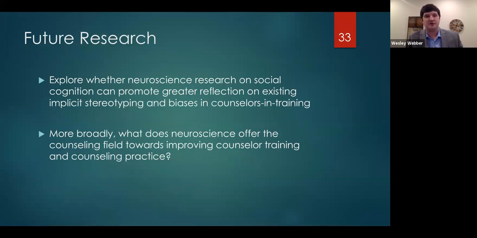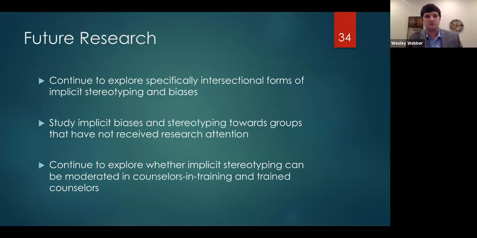Okay, so in terms of future research, I think that we do need to examine whether these types of methods and discussions of them can promote greater reflection on stereotyping and biases in our field and in our students. And again, to consider what other kinds of ways that neuroscience methods and frameworks can improve counselor training and counseling practice, and to design more studies that do look at stereotyping and biases intersectionally. Also, to really expand this out into other groups who have not really received treatment in the research literature.